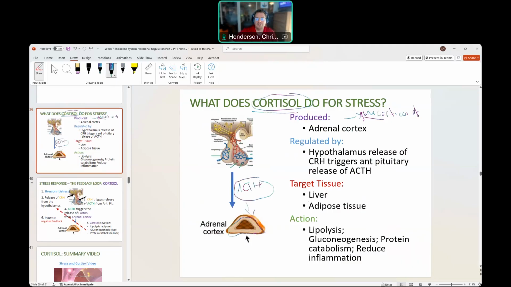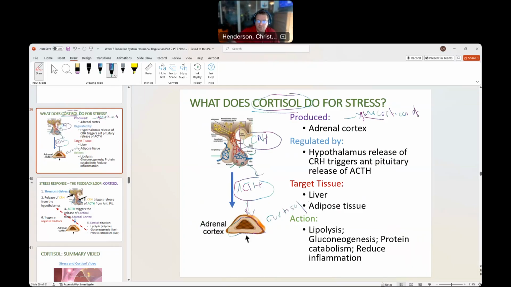But the anterior pituitary doesn't do anything on its own either. It gets its marching orders from the hypothalamus. It is a hypothalamic hormone. We know that it is going to be an R, so releasing. So we have a corticotropin releasing hormone that is going to stimulate the anterior pituitary to release ACTH. ACTH is going to stimulate the adrenal cortex to secrete cortisol.